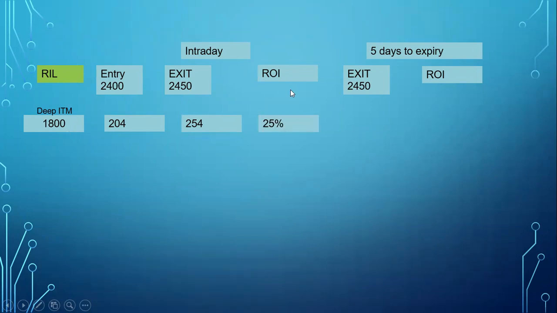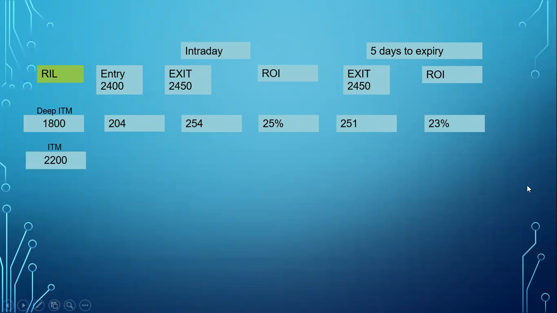And what will be the return on investment? In deep in the money, it will be approximately 25% return on investment. But if there are 5 days left to expiry and we are buying at 204 and we are exiting, then there won't be much difference, but there will be some decrease in the return on investment. Because we are deep in the money, the impact of theta, that is the impact of days left to expiry won't be much.